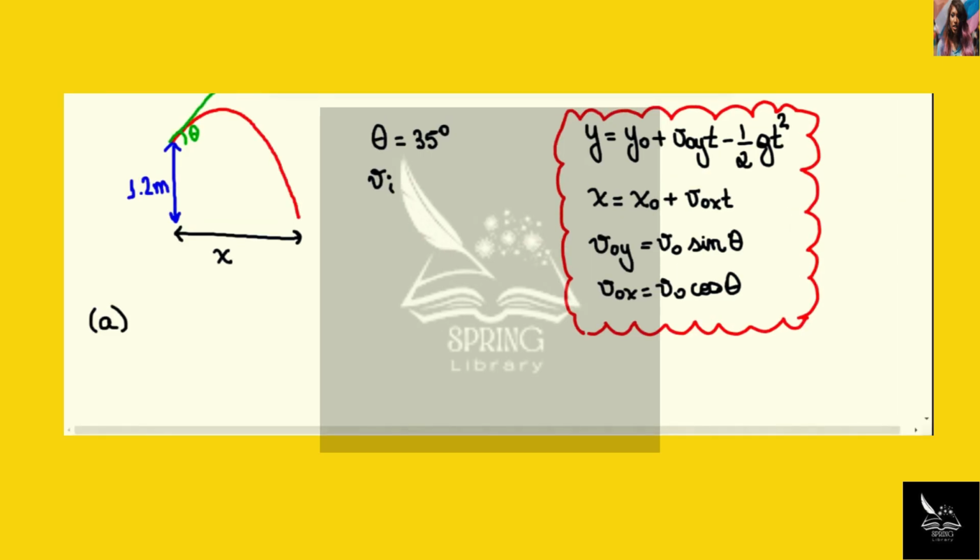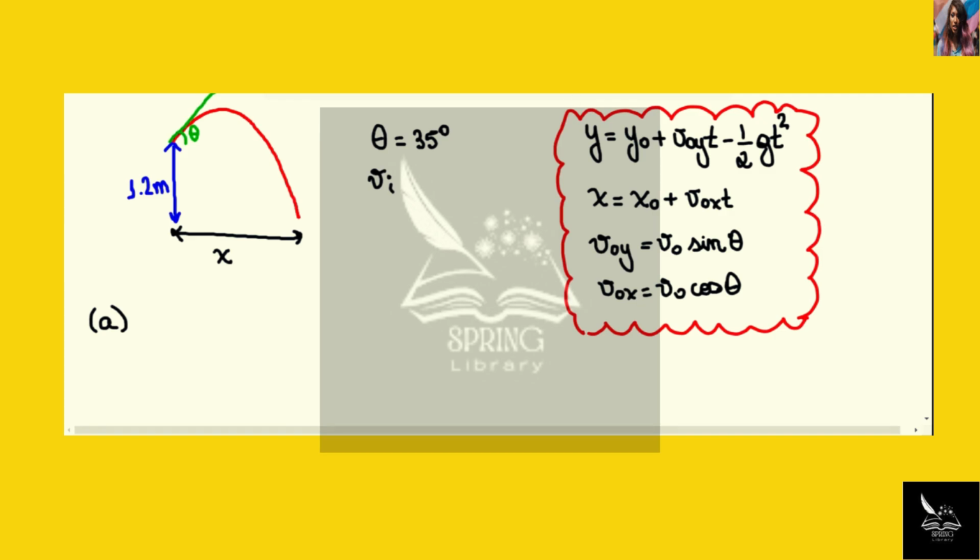In this exercise, we have a ball that's thrown from 1.2 meters above the ground at an initial angle of 35 degrees and with an initial speed vi. And we want to find, in question A, what is the horizontal position x at which the ball reaches the ground. So what's the distance between the point of throwing of the ball and the point where it reaches the ground in the x direction, as a function of vi.